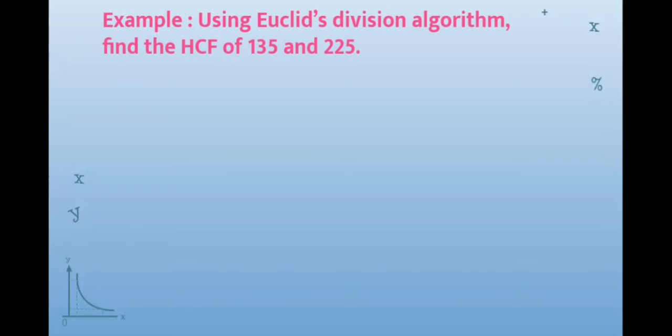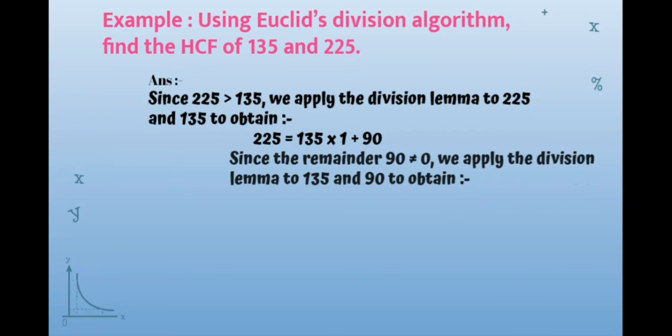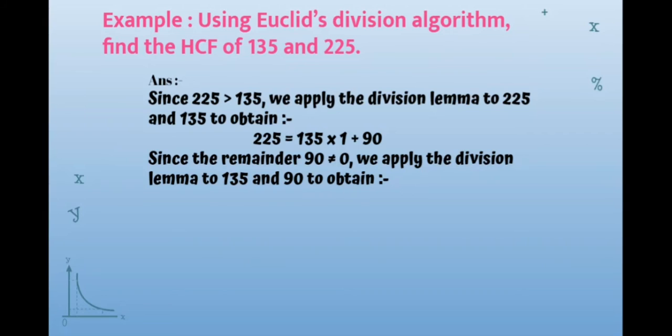Let's take an example. Using Euclid's division algorithm, find the HCF of 135 and 225. Answer. Since 225 is greater than 135, we apply the division lemma to 225 and 135 to obtain 225 = 135 × 1 + 90. Since the remainder 90 is not equal to 0, we apply the division lemma to 135 and 90 to obtain 135 = 90 × 1 + 45.